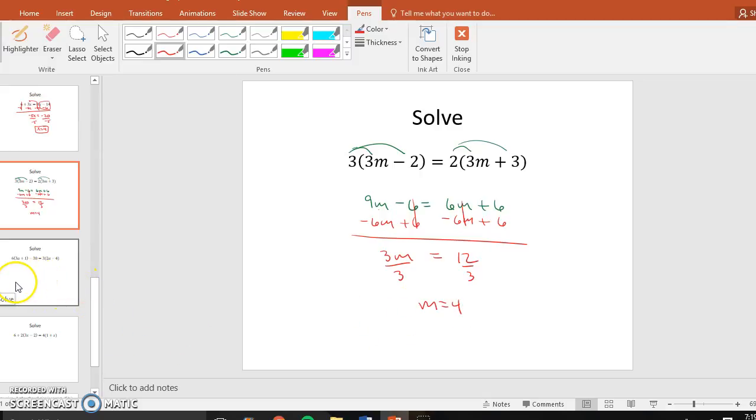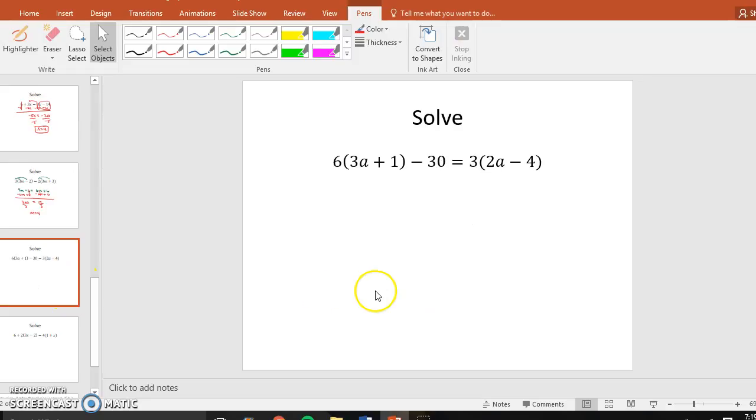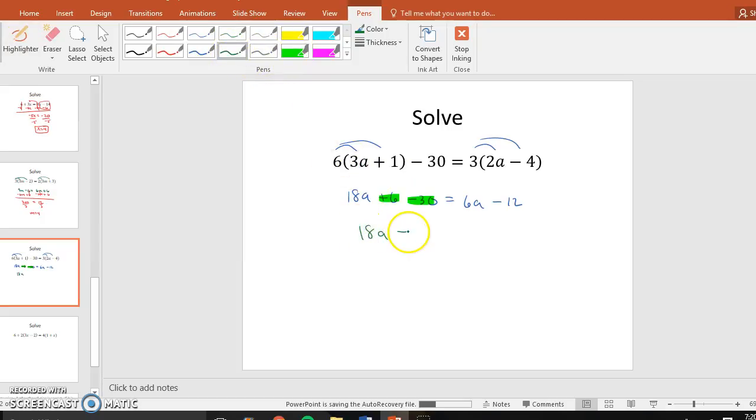All right, these should be pretty easy. So here we have a lot more simplifying to do. So on the left side, I'm going to distribute 6 times 3a, 18a, plus 6. Bring down the minus 30. Then on the right side, I'm going to distribute 6a minus 12. Now on the left side, I notice these are like terms. I'm going to combine them. So bring down the 18a minus 24 equals 6a minus 12.